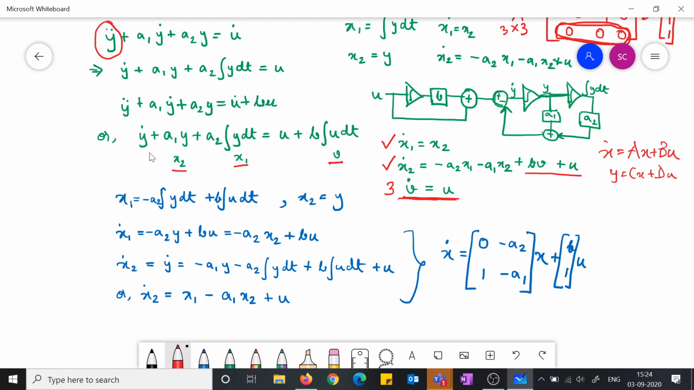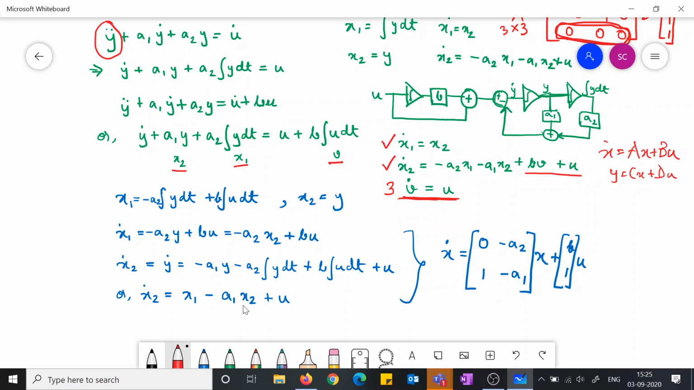And what is x2 dot? x2 dot is basically y dot. Now you see I have shifted everything to the RHS: minus a2 y dot plus b integration u dt, minus a2 integration y dt plus b integration u dt together comes in this expression in the RHS, and that I can together write as x1. And then I had a minus a1 y, which is minus a1 x2, and a u.